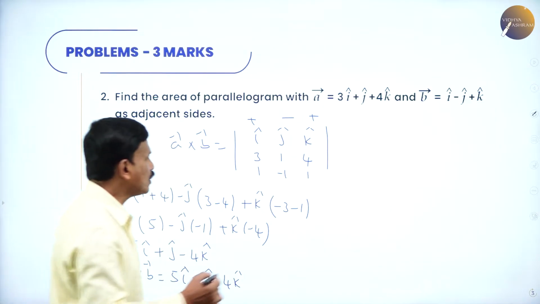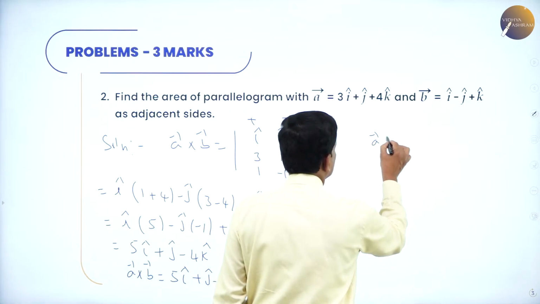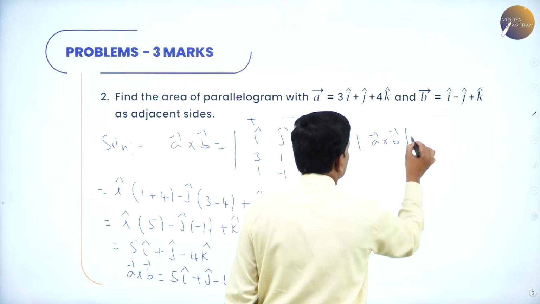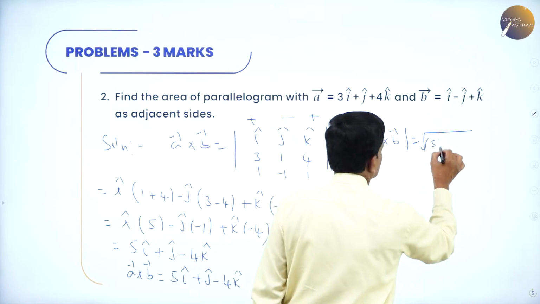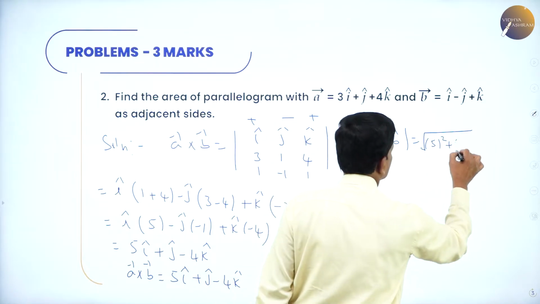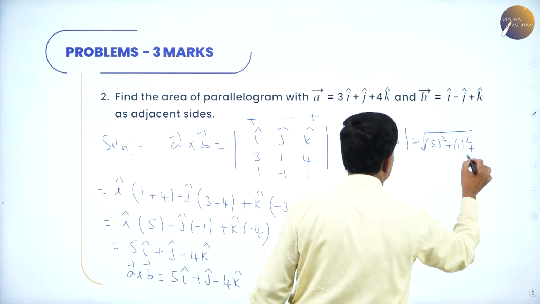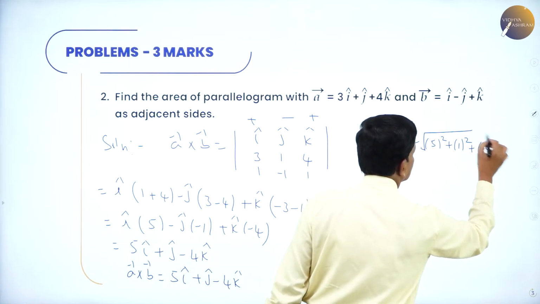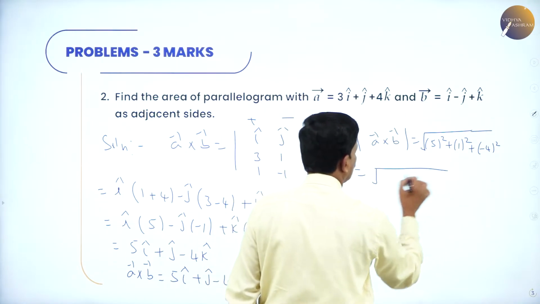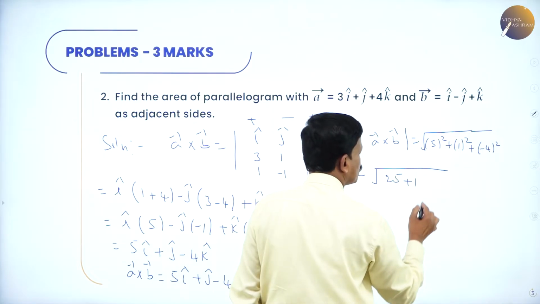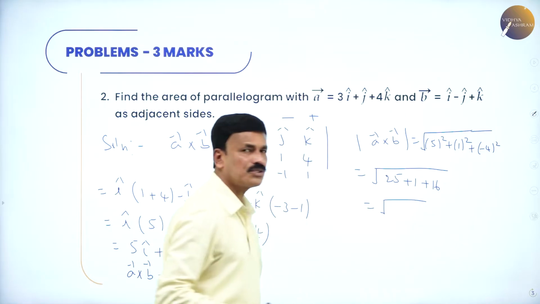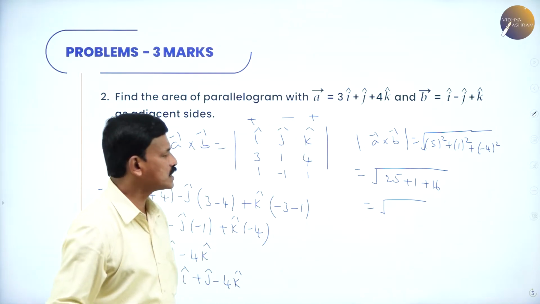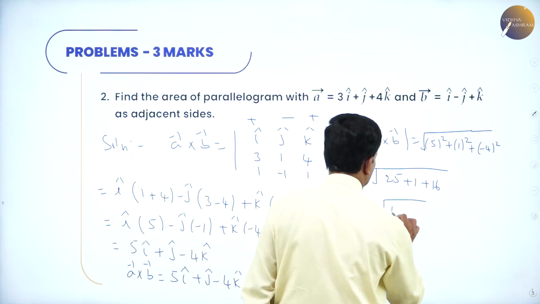Now find out the length of this. Length of A cross B is equal to the magnitude, that is equal to the square root of 5 squared plus 1 squared plus minus 4 squared. This is equal to the square root of 5 squared is 25, 1 squared is 1, plus 4 squared is 16. So this is equal to 25 plus 1 is 26, plus 16, that's equal to 42.